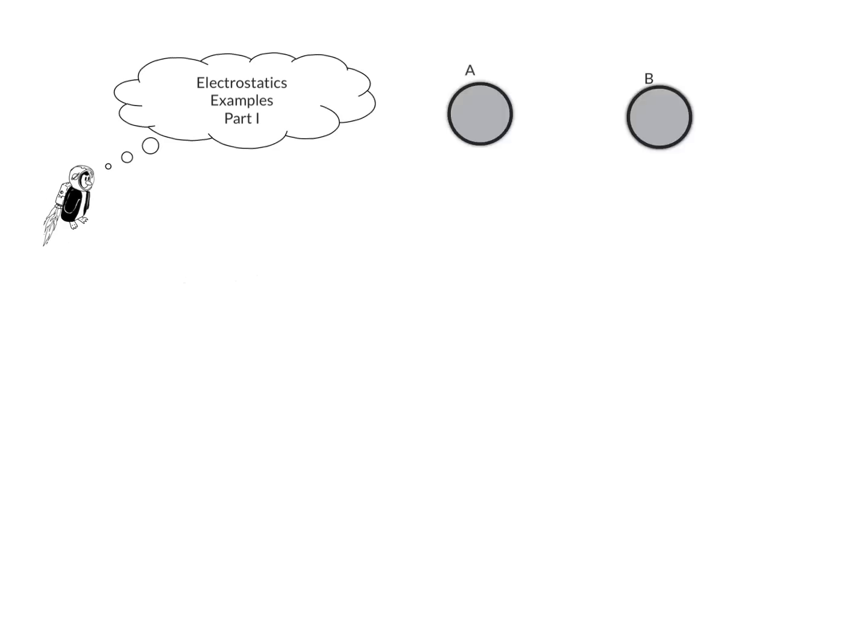We have two more spheres, A and B. They happen to be 3 centimeters apart. Now, QA has a charge of plus 1.5 microcoulombs, and QB has a charge of negative 1.0 microcoulombs. What we want to know is what the electric force is between these two objects.